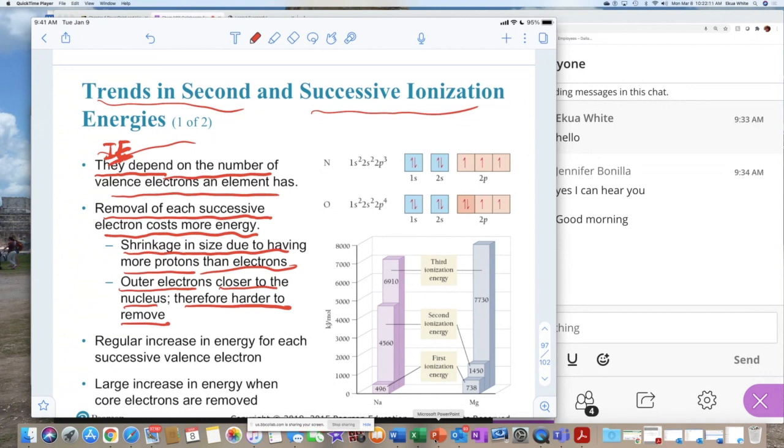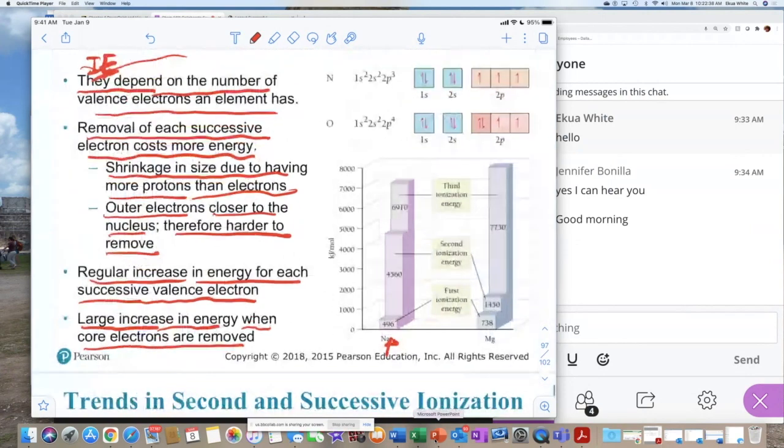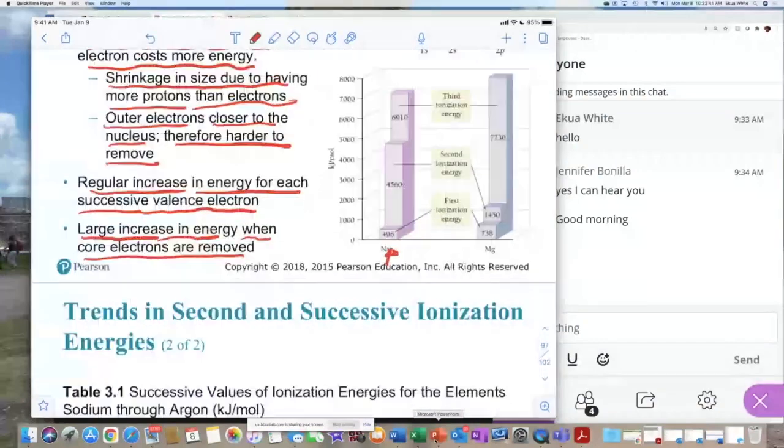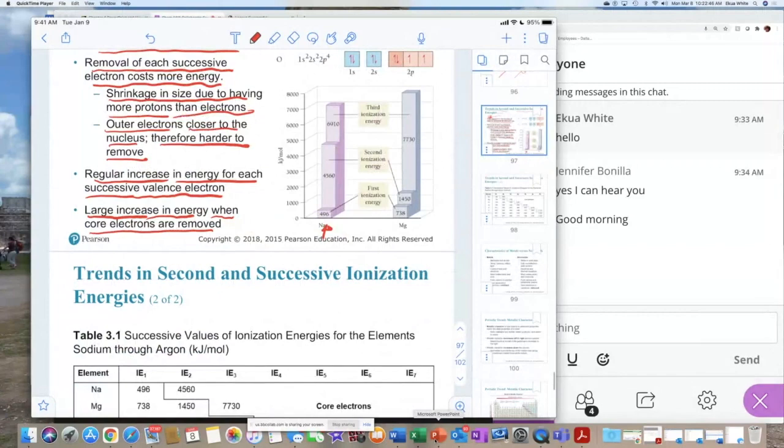And as you're removing electrons, the atom shrinks. It begins to shrink. It's like it's losing weight, right? It's losing electrons, so it's losing size and it's shrinking. So we expect a regular increase in energy for each additional removal of a valence electron, right? Now, as we're looking at this picture here, we're being told, but note, there is a large increase in energy when core electrons are removed, okay? So all they're saying is once you remove all the valence electrons, there is a large increase in energy when you try to remove core electrons.